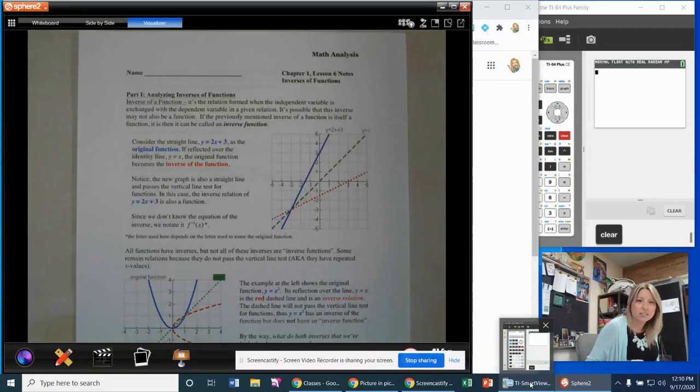Math Analysis. Last lesson of chapter 1 here, chapter 1, lesson 6 notes, and we are going to graph inverses of functions. This one is actually kind of fun, and I'm going to get out some colors to do my graphs in.